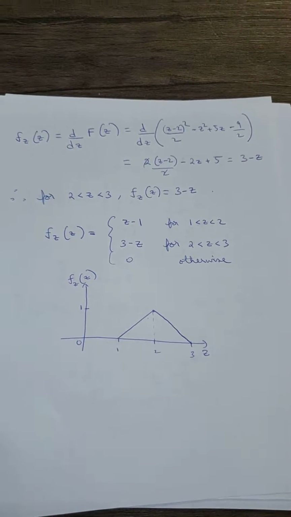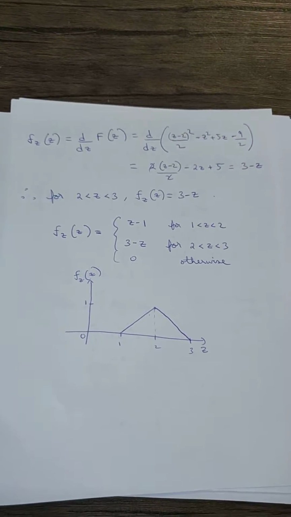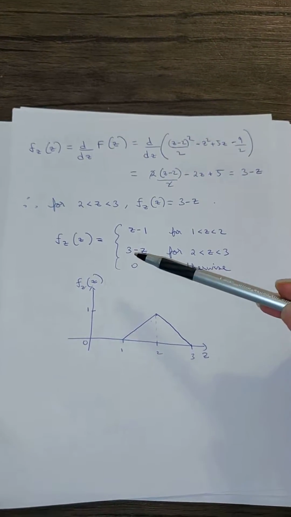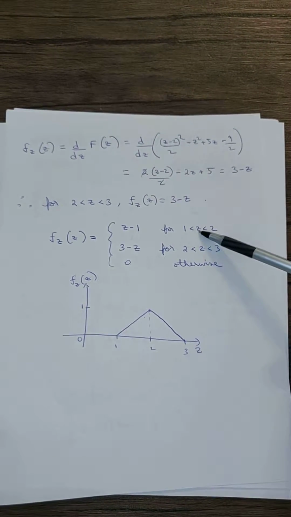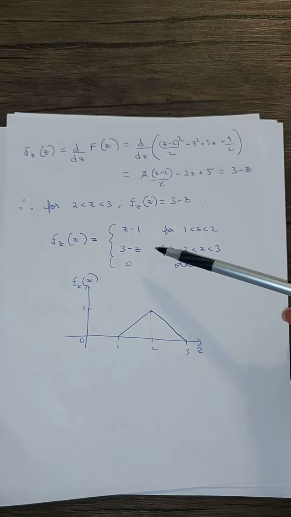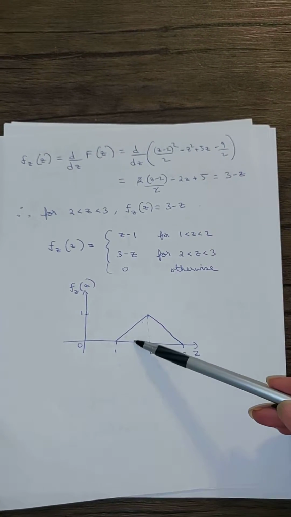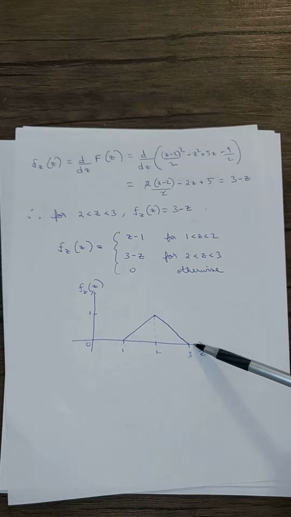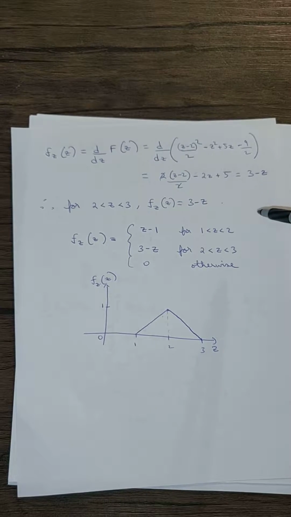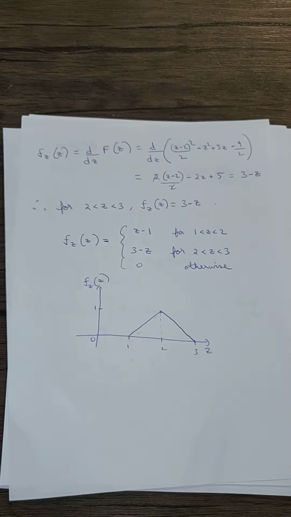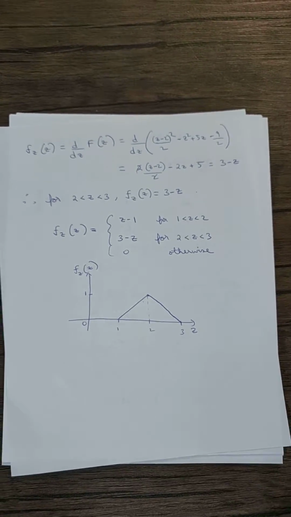So we computed the two regions where Z is defined, and we found the complete solution for the PDF: f_Z(z) is Z minus 1 for Z greater than 1 and less than 2, and 3 minus Z for Z greater than 2 and less than 3, and 0 otherwise. If we plot this, we get a triangle. Intuitively this is a correct solution, because the uniform is a rectangle pulse, and the convolution of two rectangle pulses gives us a triangle.